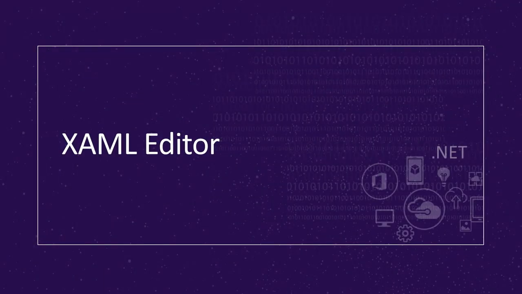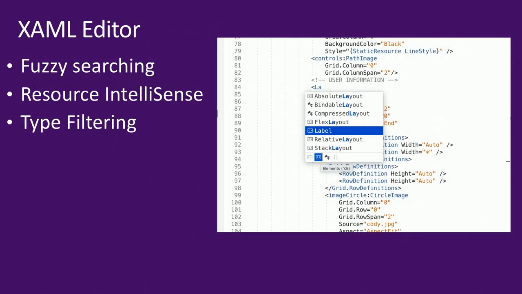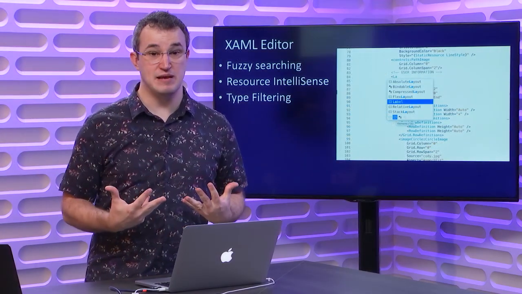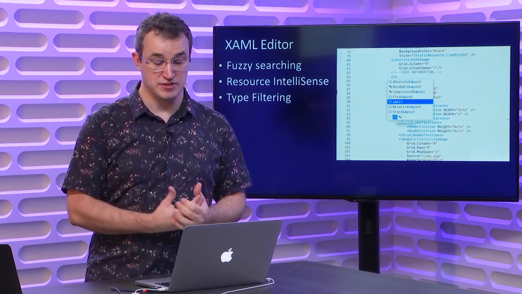We also have an updated XAML editor in Visual Studio for Mac, which is a huge benefit if you are a Xamarin developer or if you write in XAML at all. The new XAML editor includes fuzzy searching, resource IntelliSense, and type filtering. Now, we don't have enough time to get into this today, but I do suggest checking out both James Montemagno's talk as well as David Ortenau's to see how the new XAML editor works in real time.